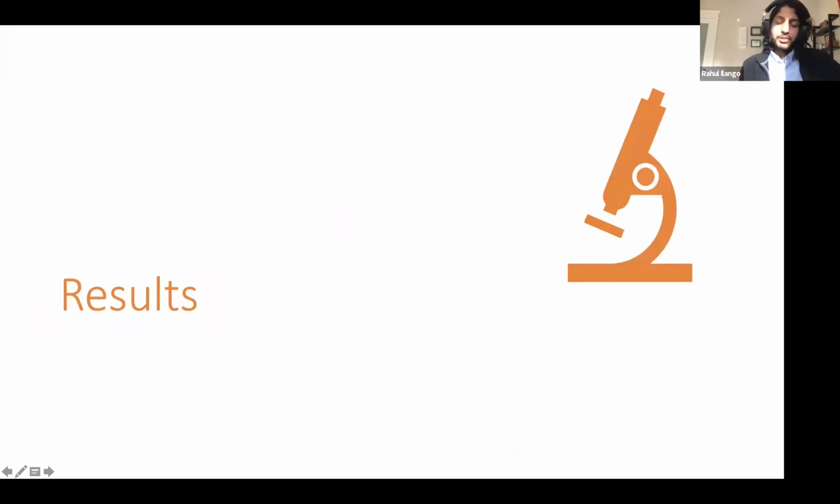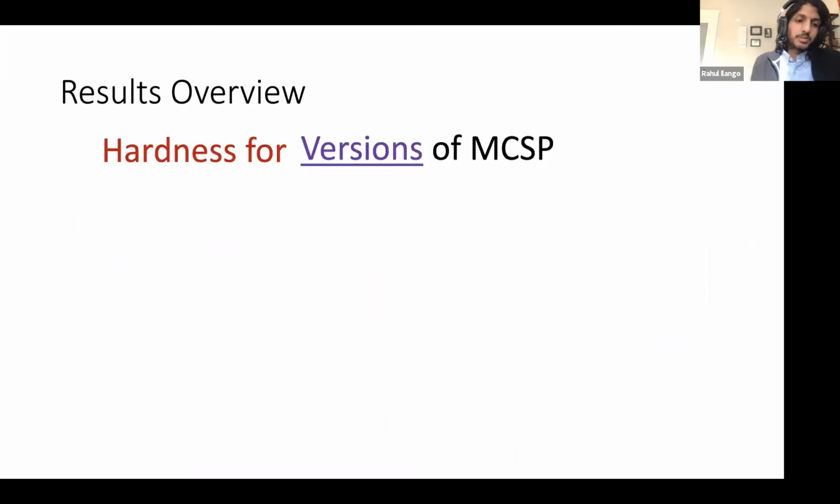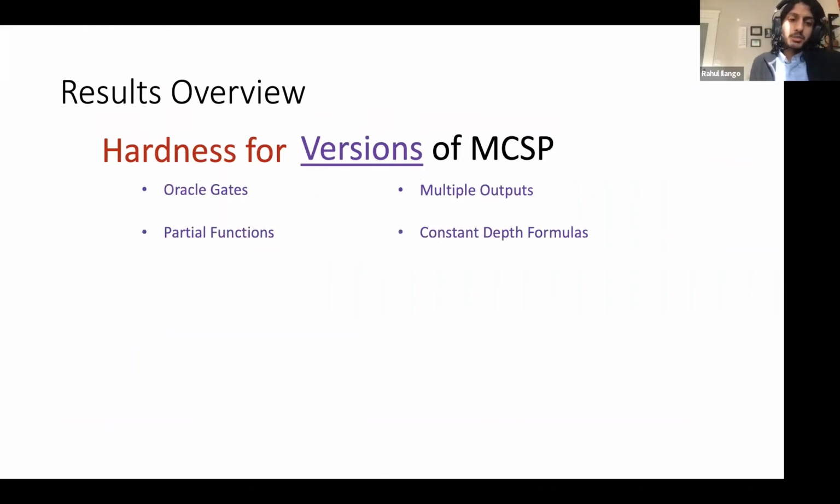So now it brings us to the results. I'm just going to give a quick overview of the results before I get into them in detail. In this section, I'm going to talk about hardness for various versions of MCSP, and that's what this talk is about. In particular, I'm going to talk about 4 different versions, and if this is your first introduction to MCSP, it's going to be hard to wrap your head around and contextualize each of these 4 versions. So what I'd like to emphasize more is what the takeaways from these results are.